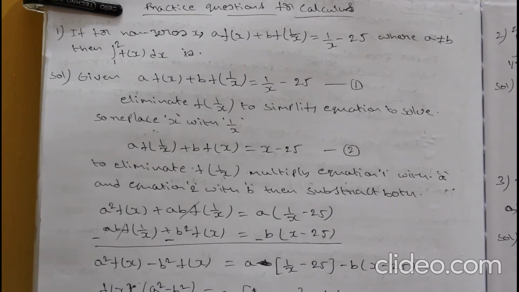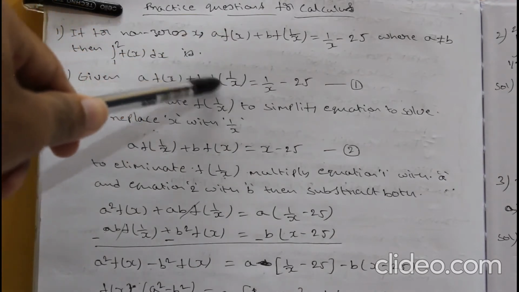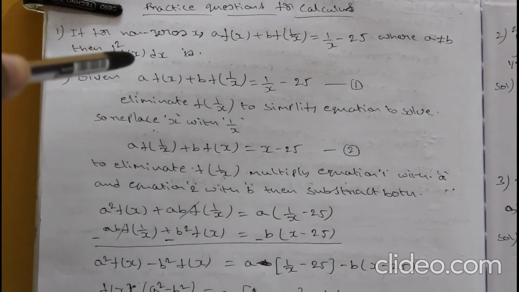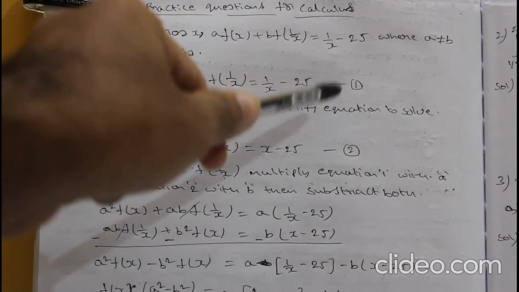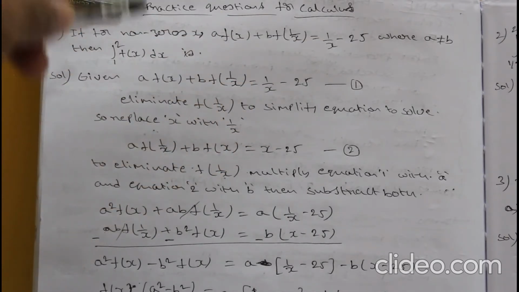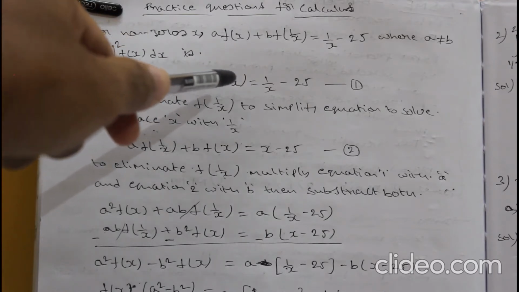Now look at it. Now we have to remove, or we have to replace this f of 1 by x. In order to remove it, if we take this as equation 1, suppose we have another equation, then subtracting is the possibility to remove f of 1 by x.